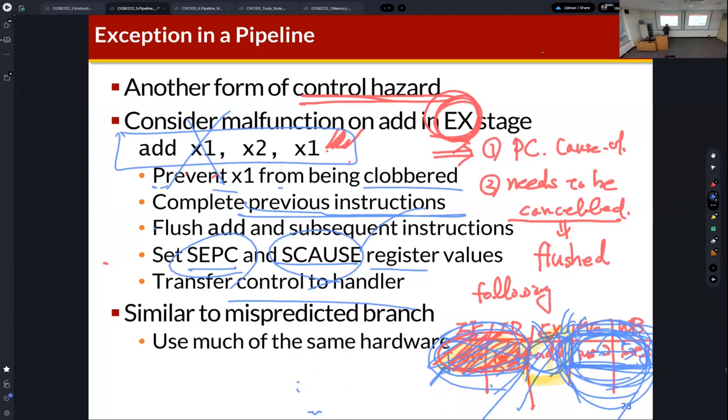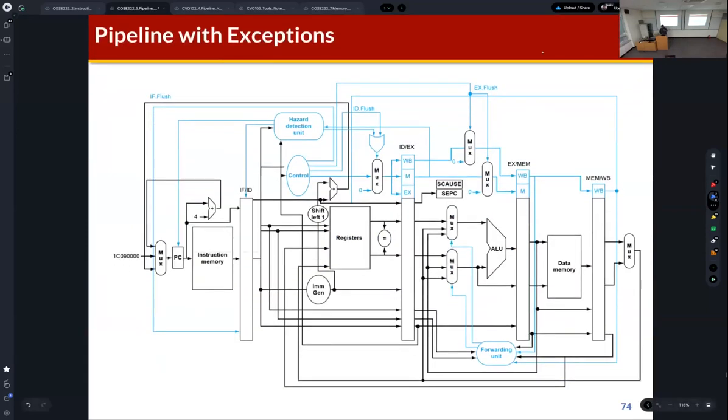So when an exception is detected, the following instructions are flushed. The behavior of this pipeline processor is very similar to a mispredicted branch, because the following instructions and the instruction itself are cancelled, flushed. So this is the pipeline architecture that supports an exception.